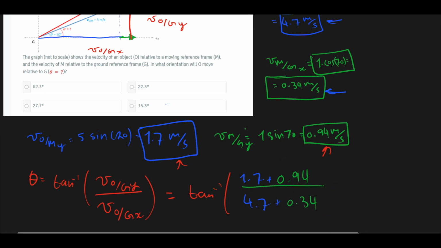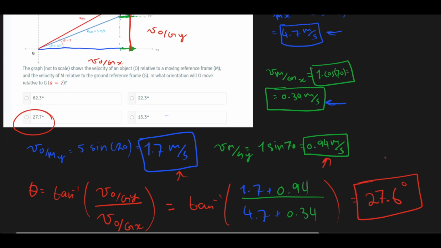Okay, let me change it to the same color. And the answer is going to be some very nice value. Let's find it. So 1.7 plus 0.94 divided by 4.7 plus 0.34. So 27.6. 27.6 degrees, which is approximately 27.7. So this is our answer. And this is how we solved this question.